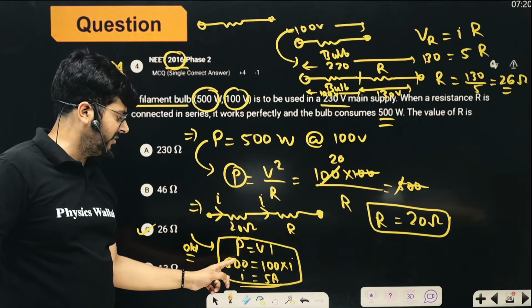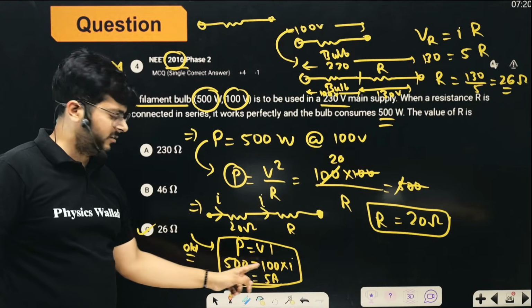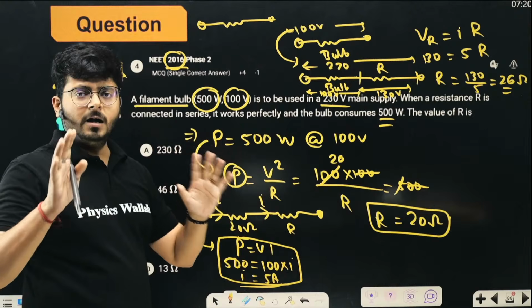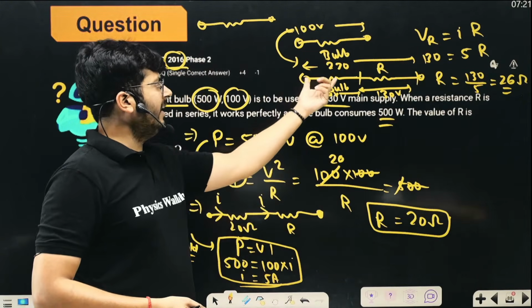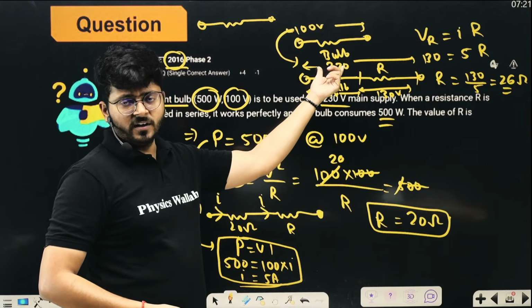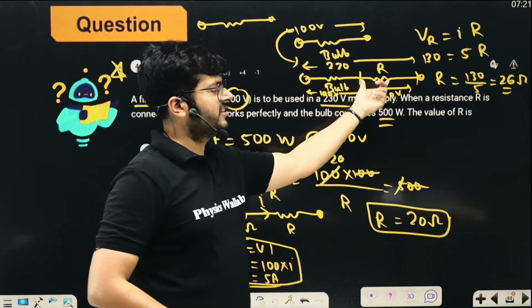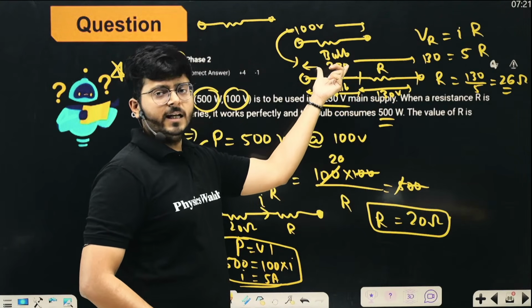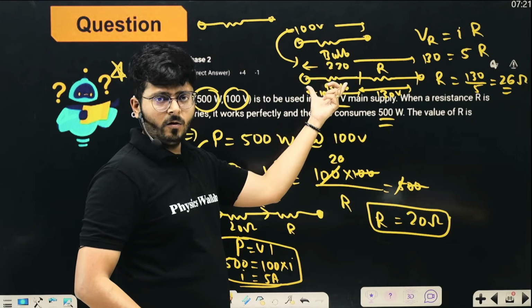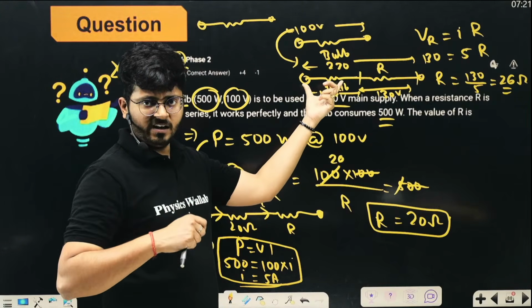Bulb is consuming 500 watt. When the voltage is 100 volt, that means the current is 5 ampere. The bulb is designed for 5 amperes of current, right? So to protect the bulb for higher potential difference circuit, we have to add additional resistance, which is what we have done. So for the 230 volt that you are applying, 100 is still there on the bulb because it is working perfectly right now.